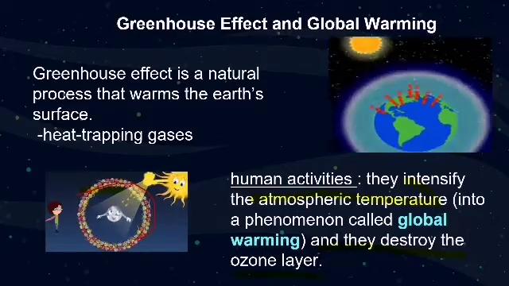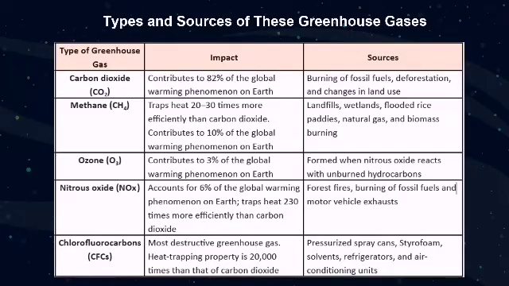So, these are the types and sources of these greenhouse gases. We have carbon dioxide, which contributes 82% of the global warming phenomenon on Earth. It is because of the burning of fossil fuels, deforestation, which means there is less absorption of carbon dioxide, and changes in land use.